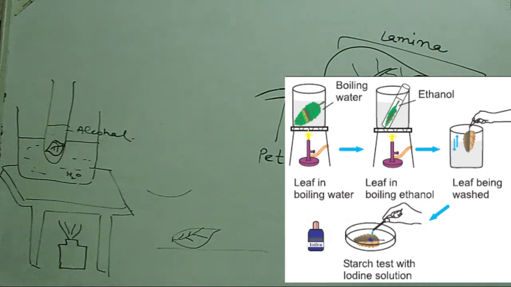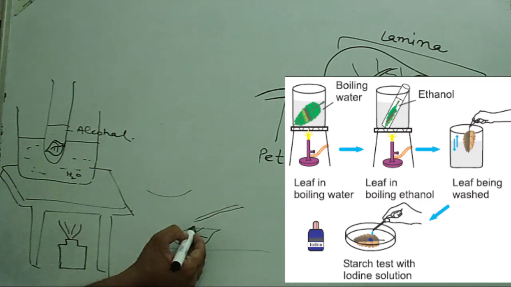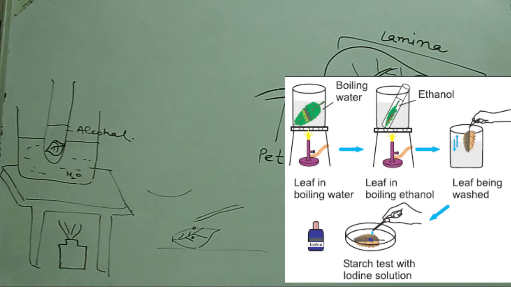Now what do we have to do? We have to put a few drops of iodine solution, a very dark colored solution, and due to that iodine, what will happen on this leaf? Violet or black colored spots appear on the leaf.